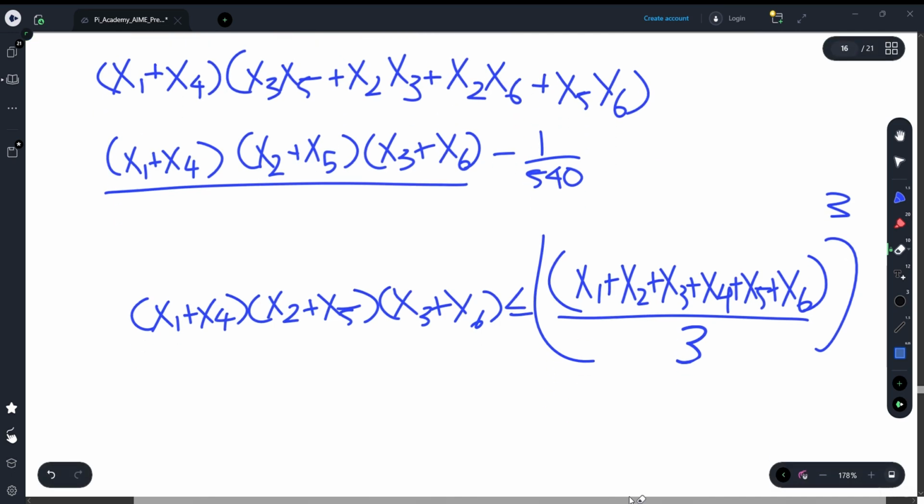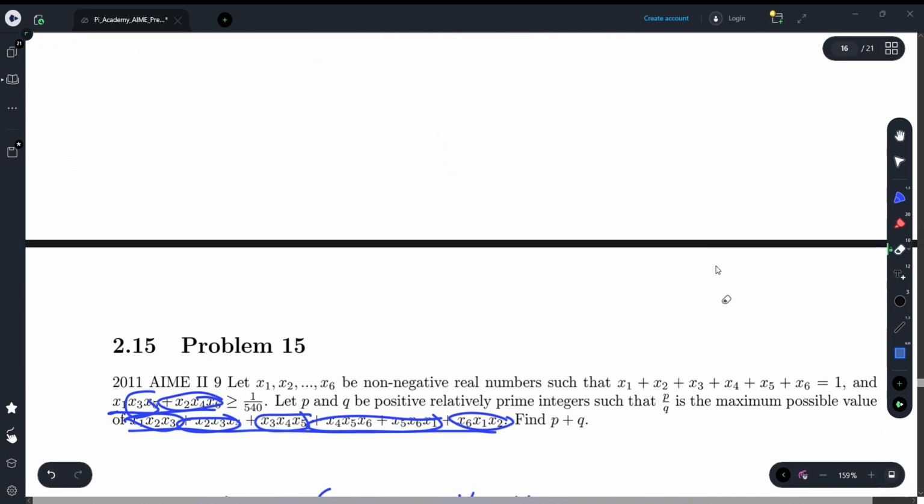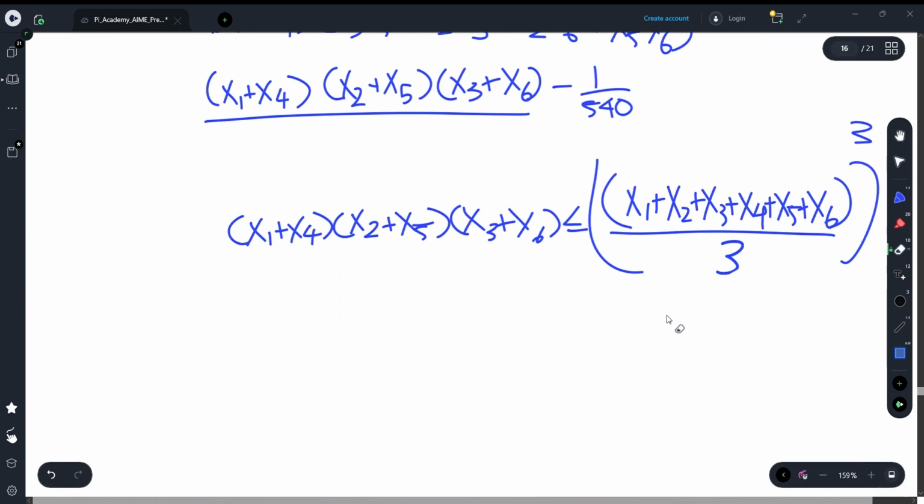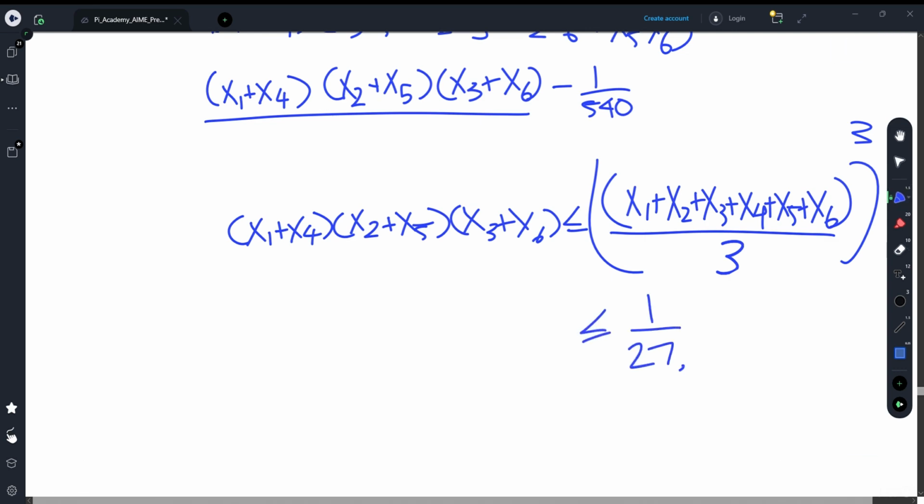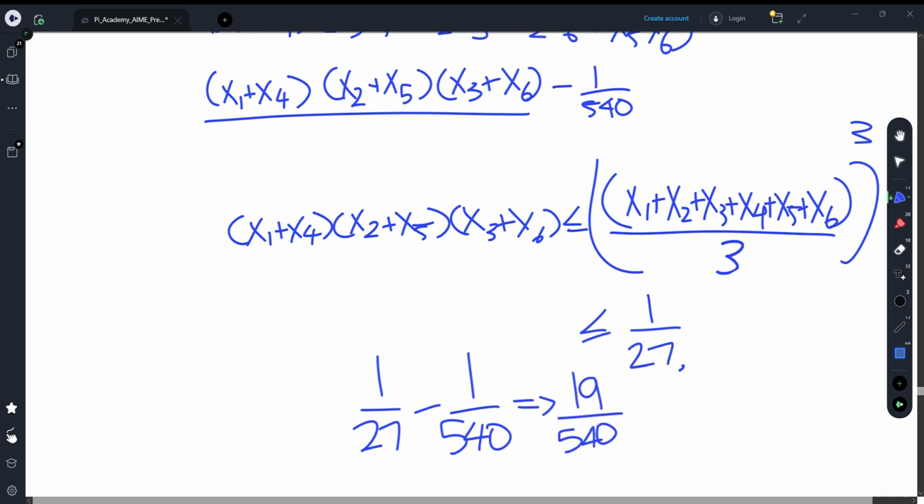So we know conveniently that this is 1, as seen up there. And so this is less than or equal to 1 over 27. And so the maximum is 1 over 27. So 1 over 27 minus 1 over 540 gives us 19 over 540. And so adding these together, we get 559 as our answer.